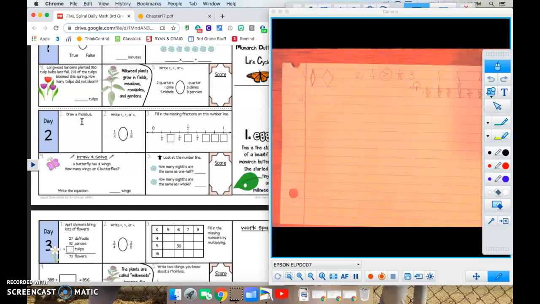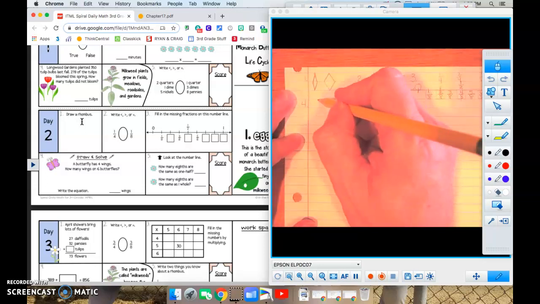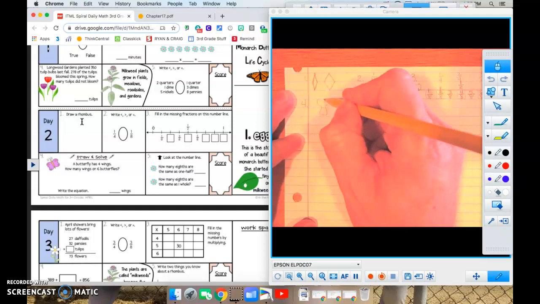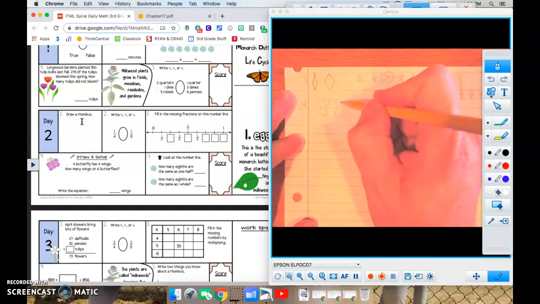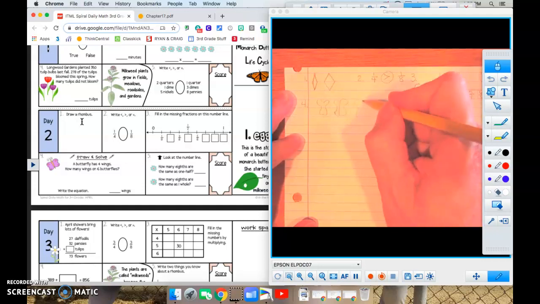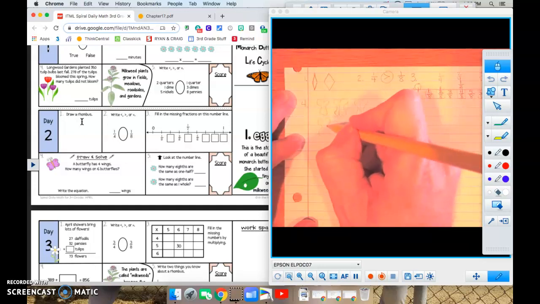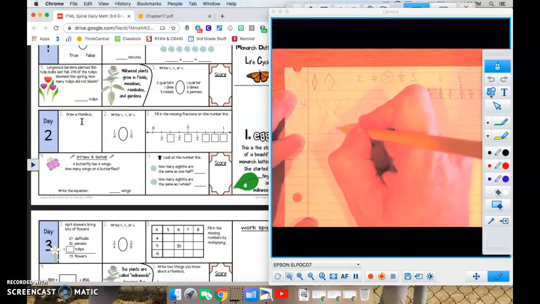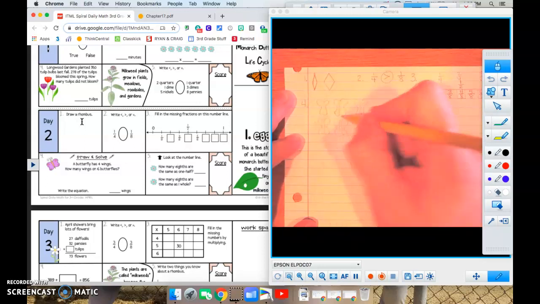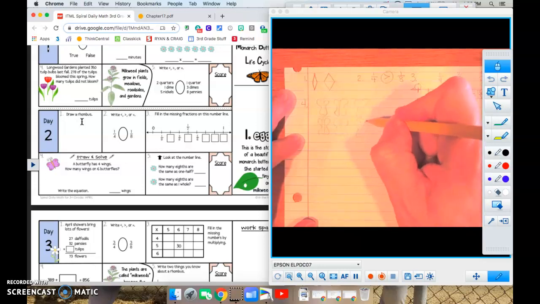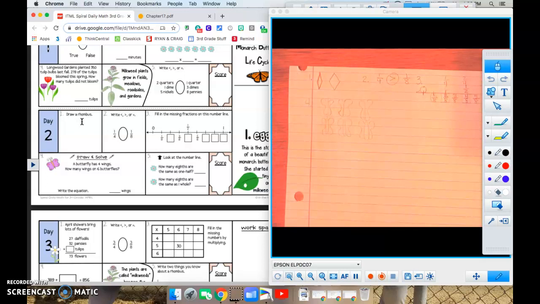Draw and solve. A butterfly has 4 wings. How many wings on 6 butterflies? So excuse me for my very rudimentary drawings of butterflies. Okay, there's 1. There's 2. 3. There's 4. 5. And there's 6. Okay, so there's our 6 butterflies. And a butterfly has 4 wings, and how many on 6?